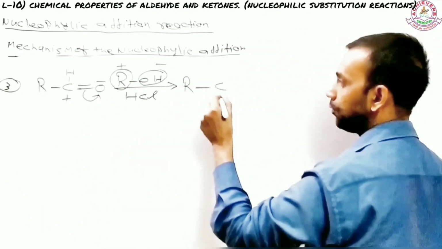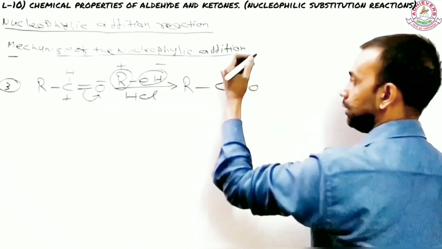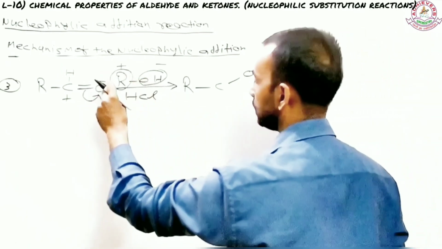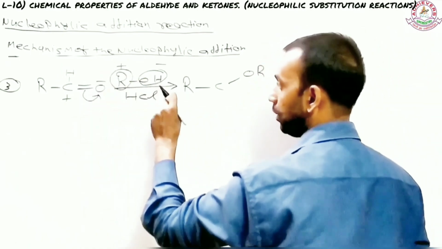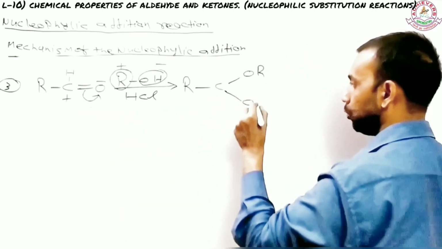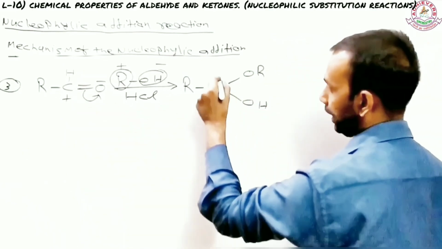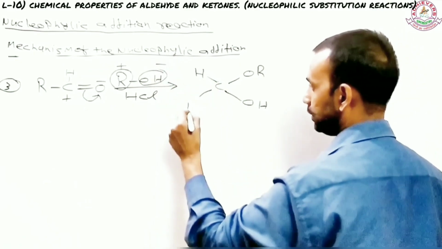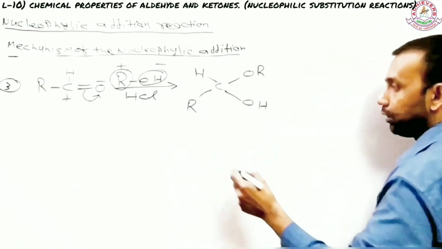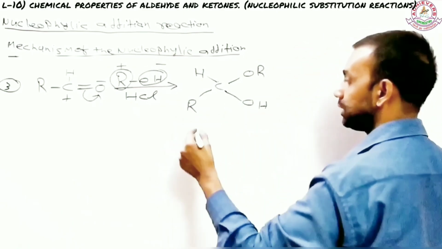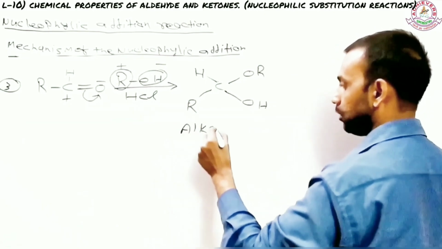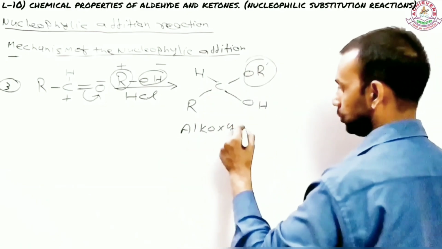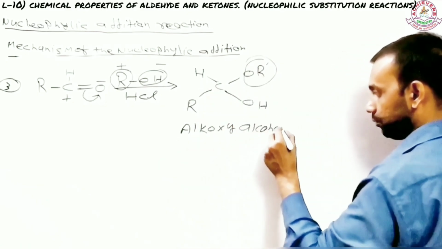So R, C, you got O, right? R, C, O, R. This R has come with oxygen. Now, what will happen? This will form an OH, and at the same time, you have a hydrogen. So I am placing them as something like this. Now, this product is called alkoxy alcohol. Why? This is alkoxy, and this is an alcohol. So this is called alkoxy alcohol.